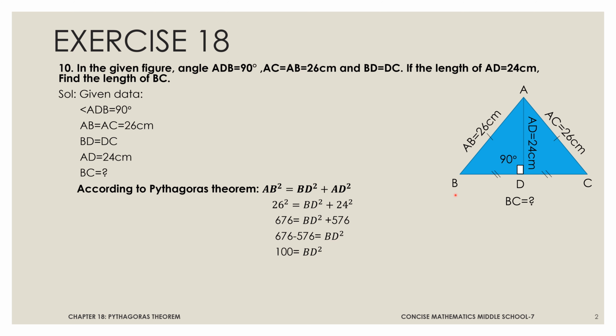But here we need to find the length of only BD. We don't need BD square. So just remove it. For removing this square, you can just place a square root on the top of this 100. So square root of 100 is equal to BD.